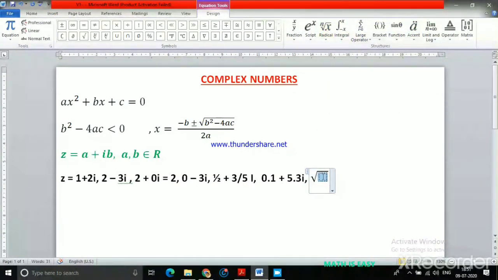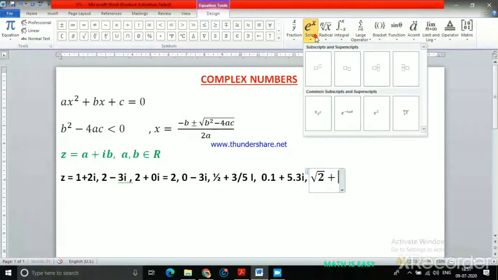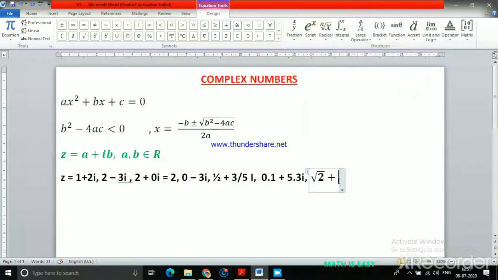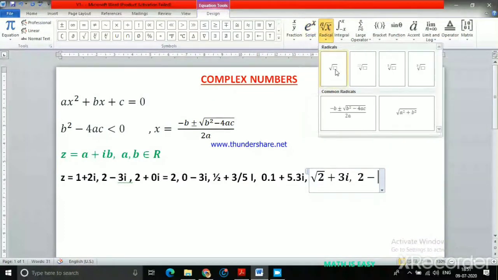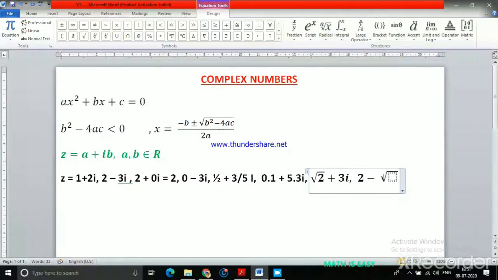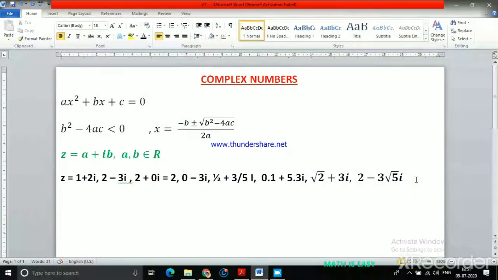you may have root 2 plus 3i. This is one complex number. Or maybe you may have 2 minus 3 root 5 i. This is also a complex number. So these are the different examples of a complex number.